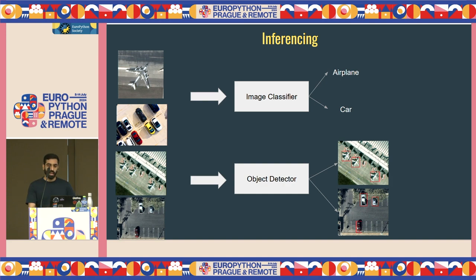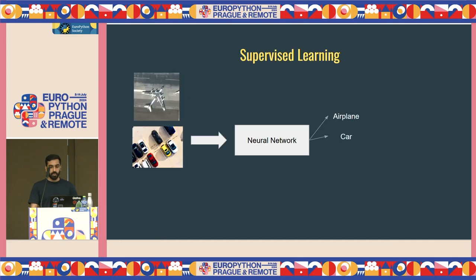Now, once we have a trained model, we can use it for various tasks. Like here, we are using it for classification. We can classify airplanes versus cars, or we can detect airplanes and cars in this example. Now, this is supervised learning, and once we have a model, it can only classify these two classes.